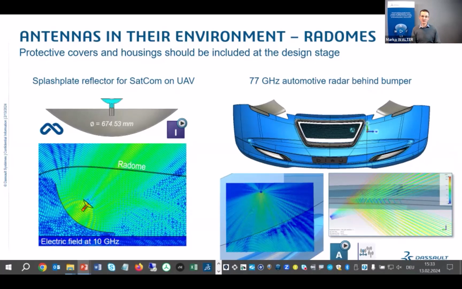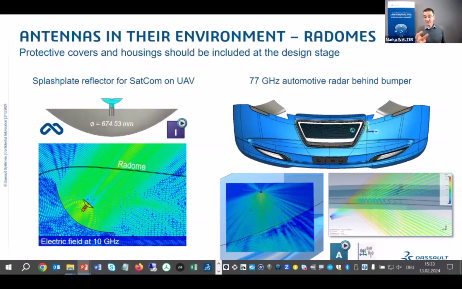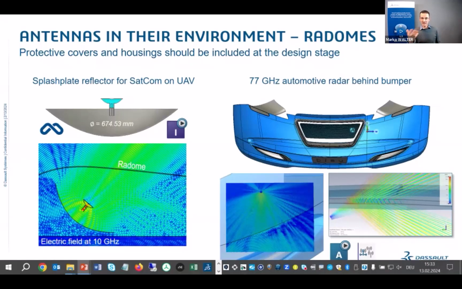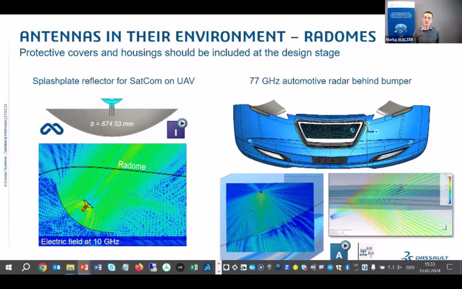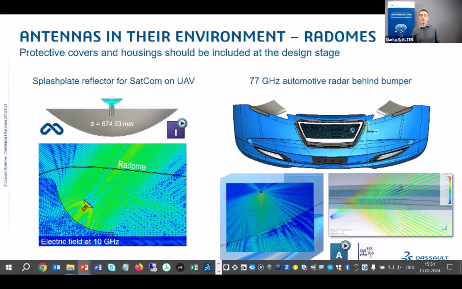One of them is a splash plate reflector antenna for satellite communications within a UAV. So that antenna is mounted on the front top of a UAV, unmanned aerial vehicle. It's on a gimbal, which allows it to rotate. And so even if that radome is well designed, it could still influence the antenna pattern when we scan to high angles. Now we can simulate the antenna with the radome using an integral equation solver approach. And with those results, decide on whether that radome antenna combination is going to work, or whether we might want to redesign one or other of the elements.